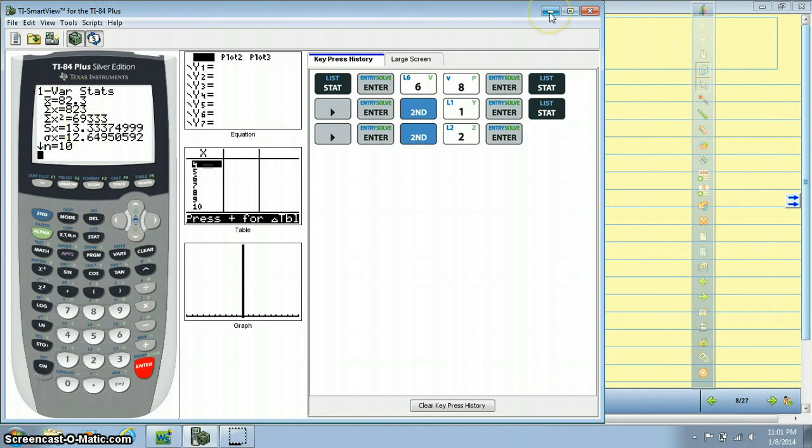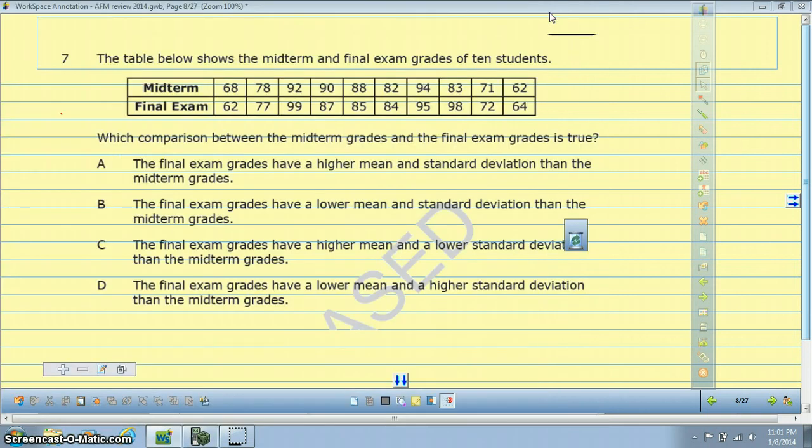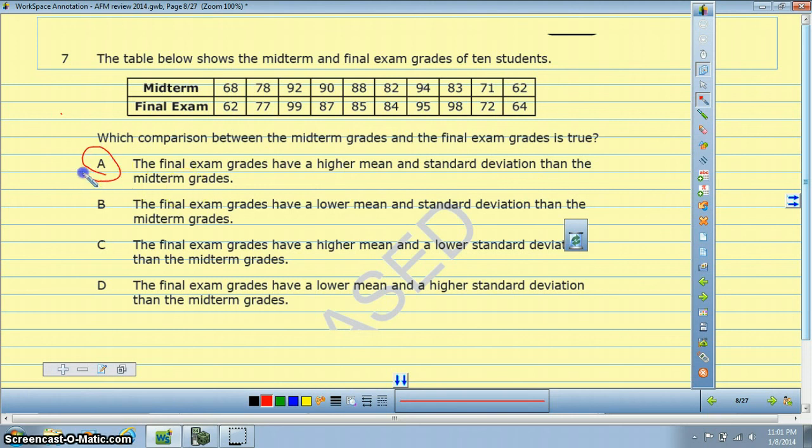Now that L2 is where I had my final exam grades. So the final exam grades have both a higher mean and standard deviation than the midterm grades. So the answer is going to be A.